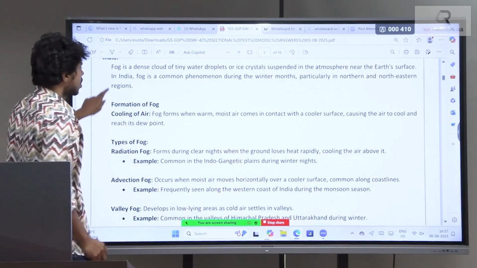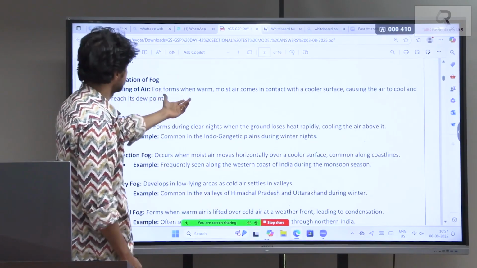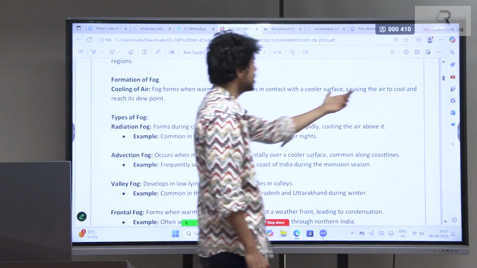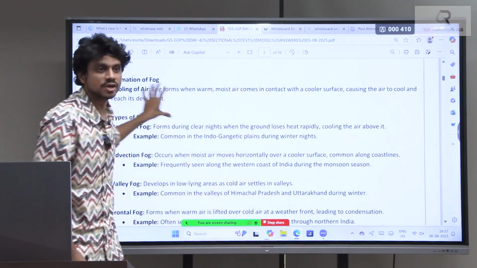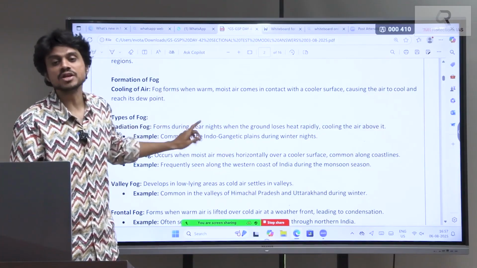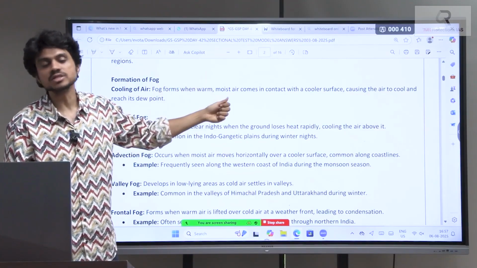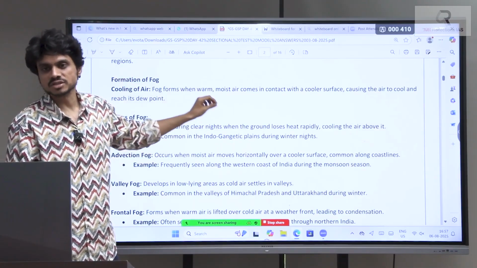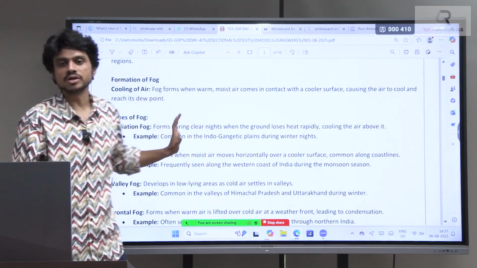How does the formation of fog happen? Cooling of the air. Fog forms when warm moist air comes in contact with a cooler surface, causing the air to cool and reach its dew point. What is the dew point? When the relative humidity has reached 100%, this is called the dew point. The temperature at which relative humidity reaches 100% is called the dew point. I hope it is clear now.